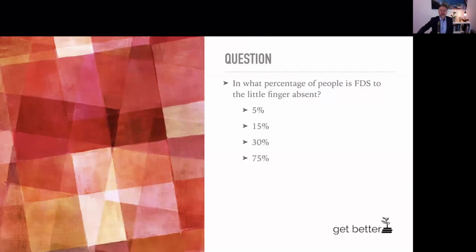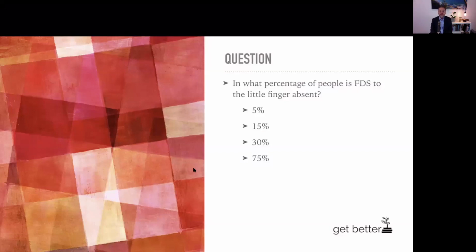So launching another little question here. In what percentage of people is the FDS to the little finger absent? Got a few options there: 5, 15, 30, 75. Okay, good response there, 70, 80% voted, that's pretty good. We'll end that there. It was good, quick voting, everyone there.